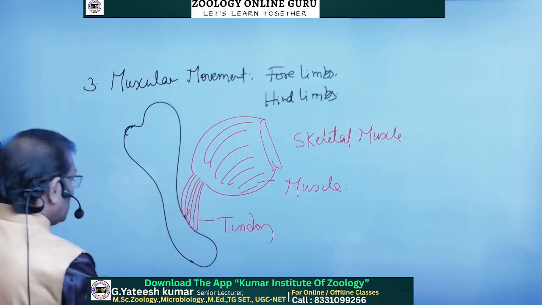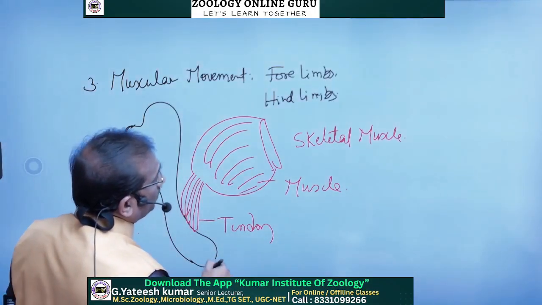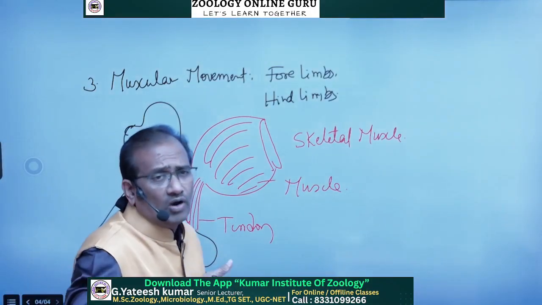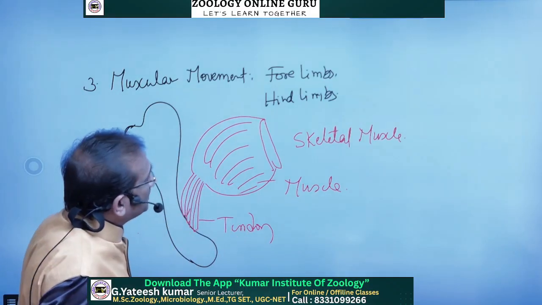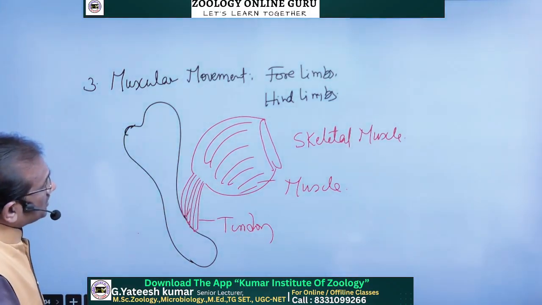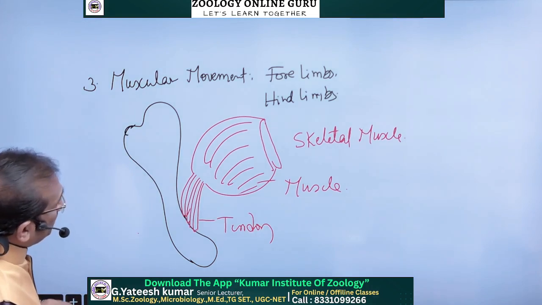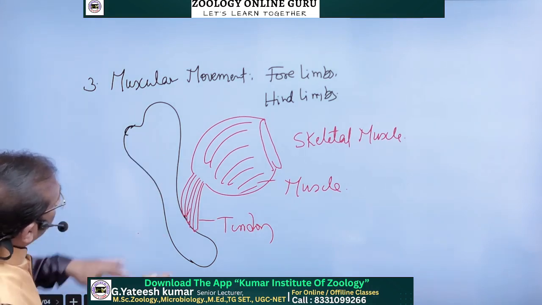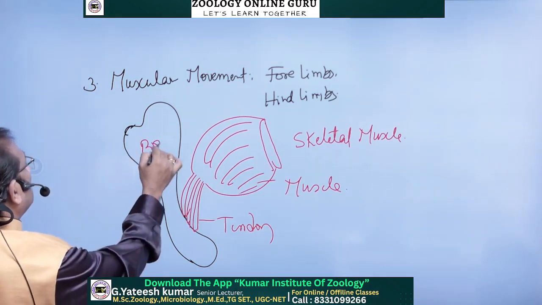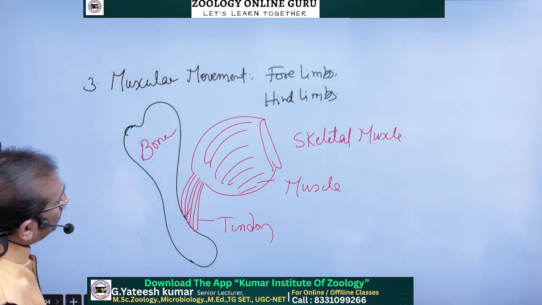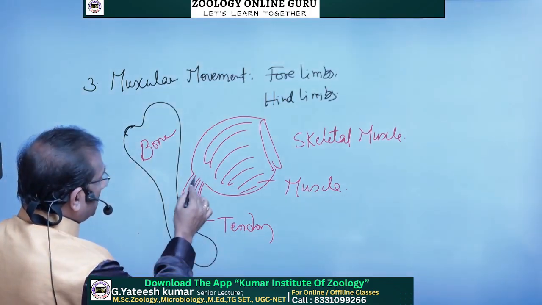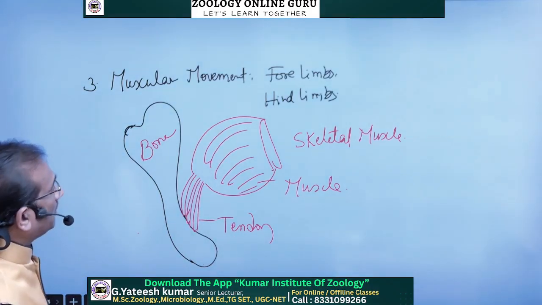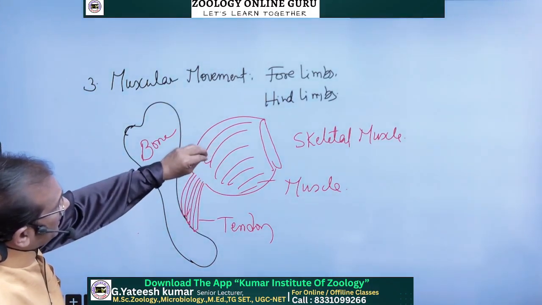Okay. So in our body, approximately 40 to 50% of body volume is muscle weight only, and these muscles are attached to the bone. This is the bone. The muscles are attached to the bone with a tendon. The bone to muscle joint is called the tendon, and these muscles are known as skeletal muscles.